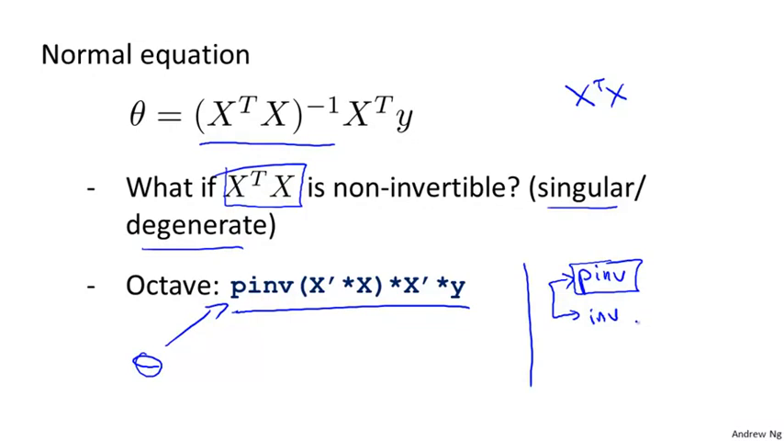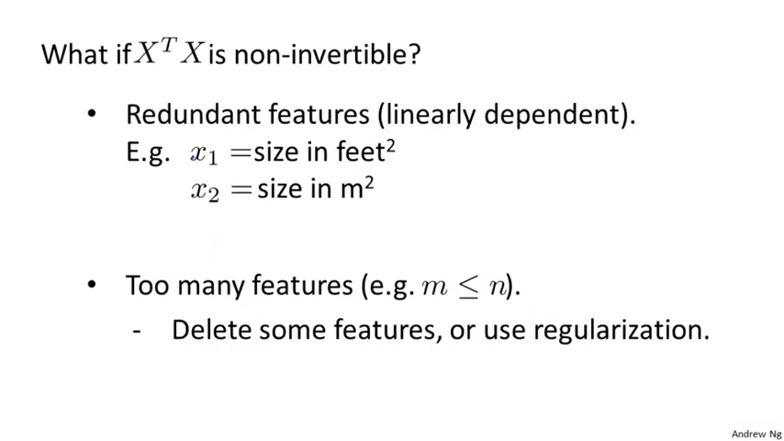But I thought in this optional video, I'll try to give you a little bit of intuition about what it means for X transpose X to be non-invertible, for those of you that know a bit more linear algebra and might be interested. I'm not going to prove this mathematically, but if X transpose X is non-invertible, there are usually two most common causes for this.